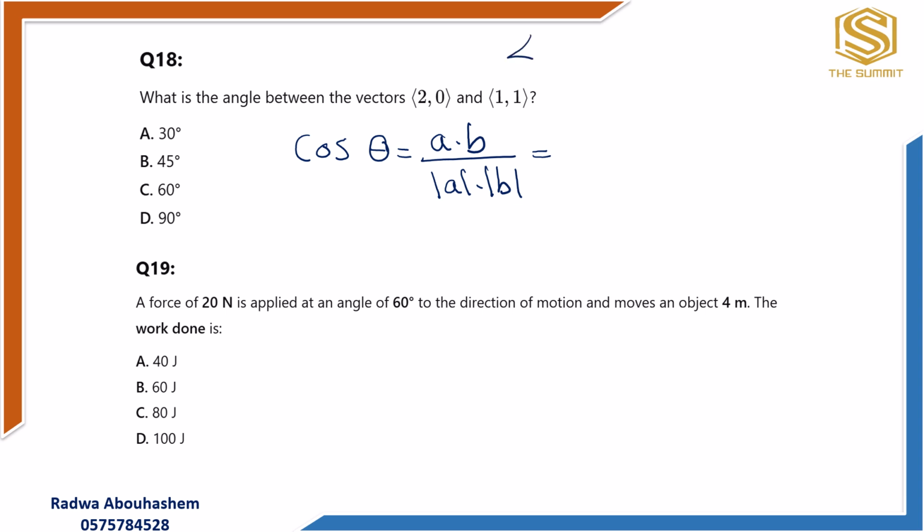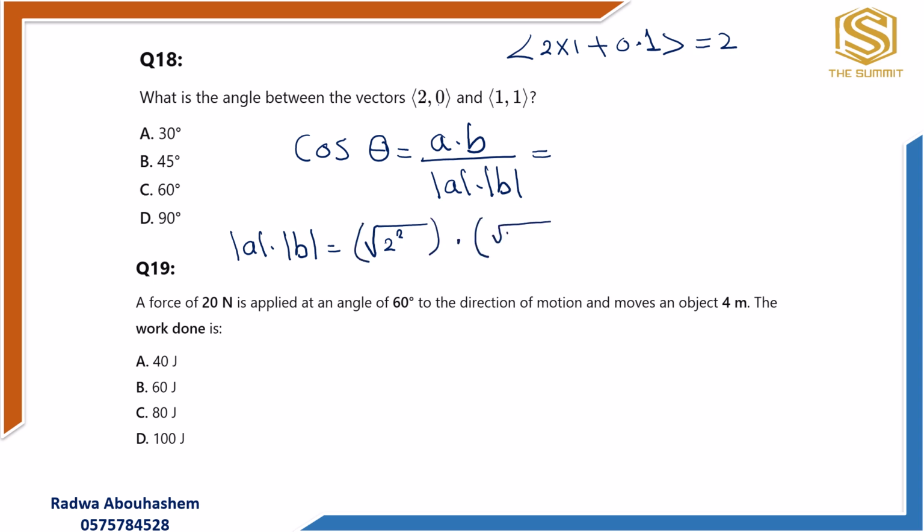So here 2 times 1 plus 0 times 1. So 2 plus 0 gives me 2. So here's 2. Let's get the magnitude of A, then the magnitude of B. The square root of 2 power 2 plus, of course, no need to put 0 power 2. Then the square root of 1 power 2 plus 1 power 2.